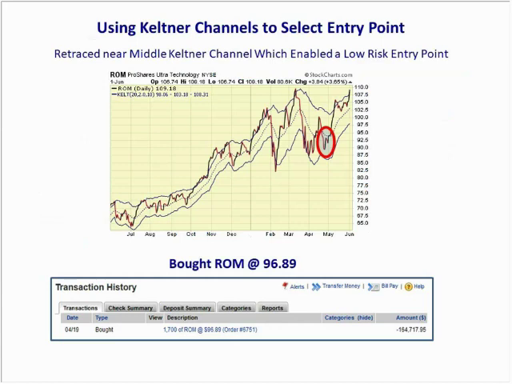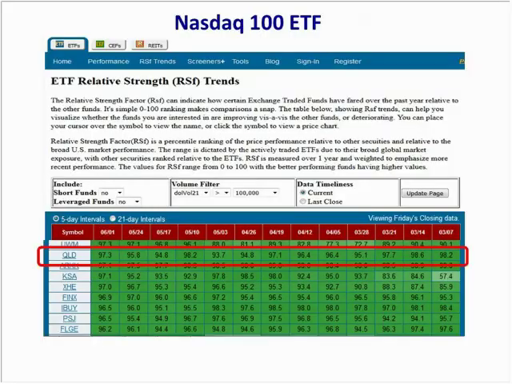You can see that ROM was in a strong price uptrend. Of course, we hit that volatility a few months ago, and we wanted to participate, so we waited until the ROM traded near the lower channel, and then we bought 1,700 shares right in here at 96. So again, you can see the ROM went up after we purchased our shares, and the Keltner channels allowed us to get a low-risk entry.